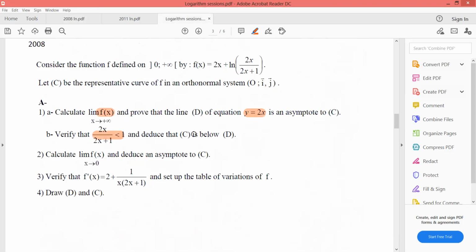How to deduce that c is below d? By table? If by table, who tells about the position? f(x) minus y_d. So to know the position, I find f(x) minus y_d. What is f(x) minus y_d?